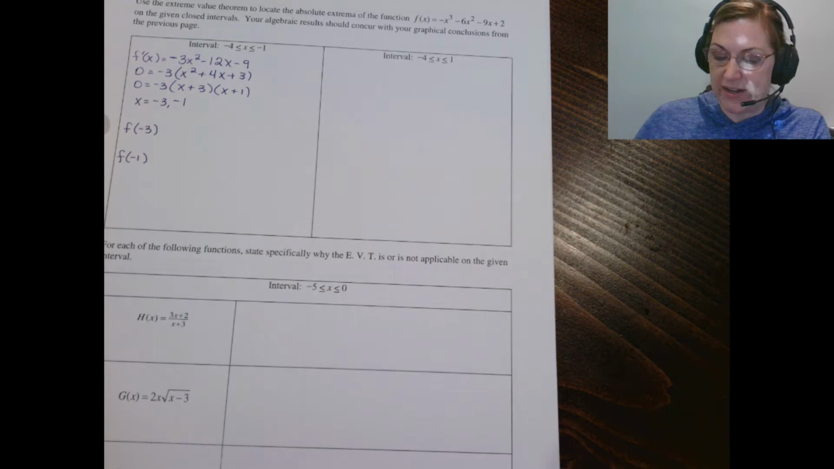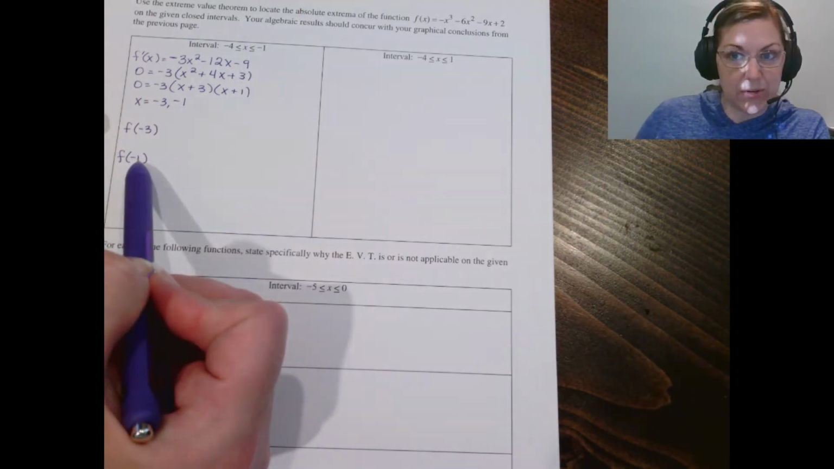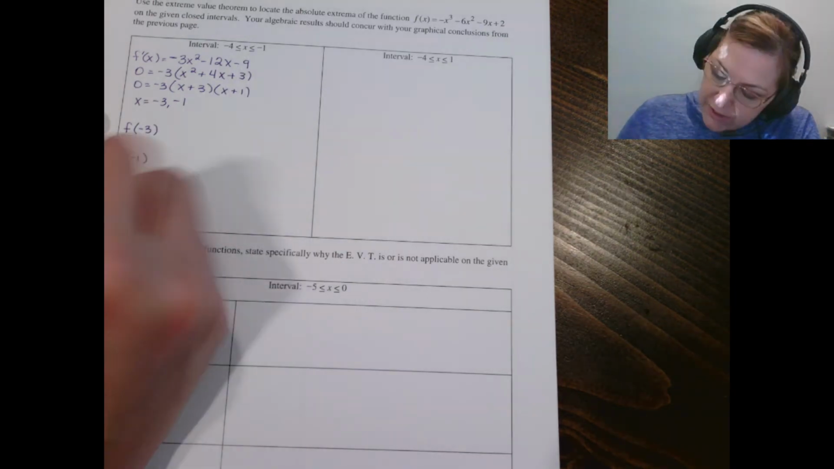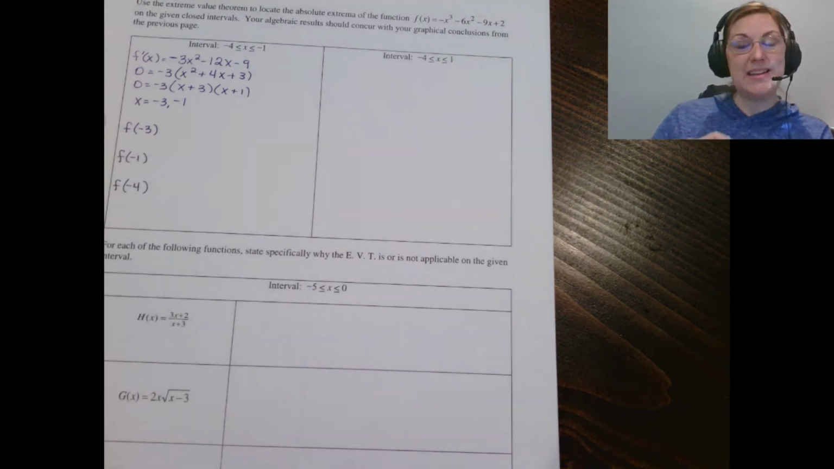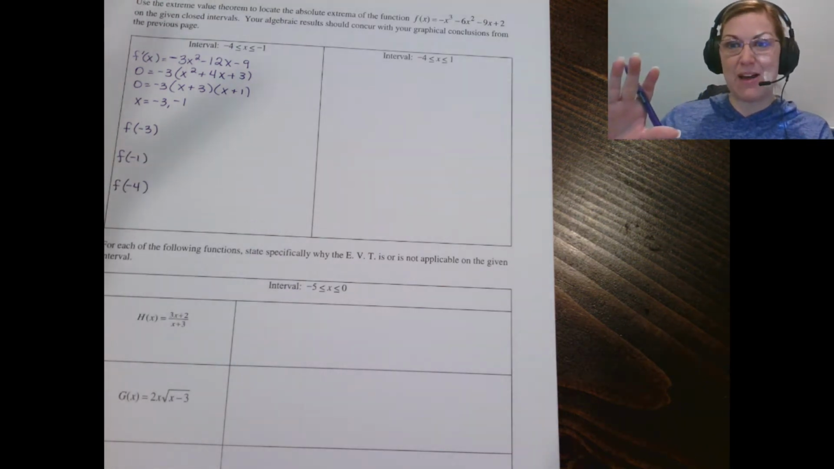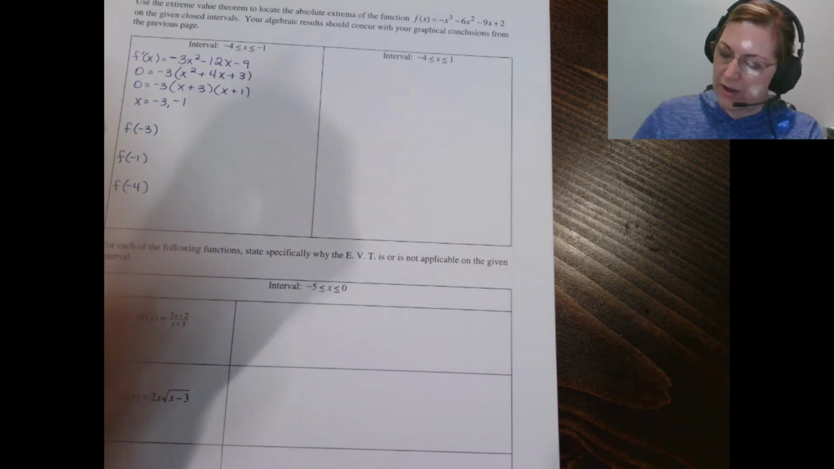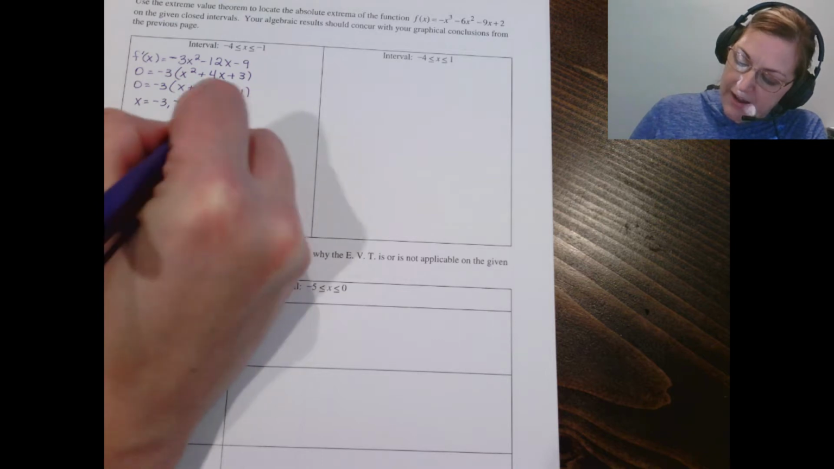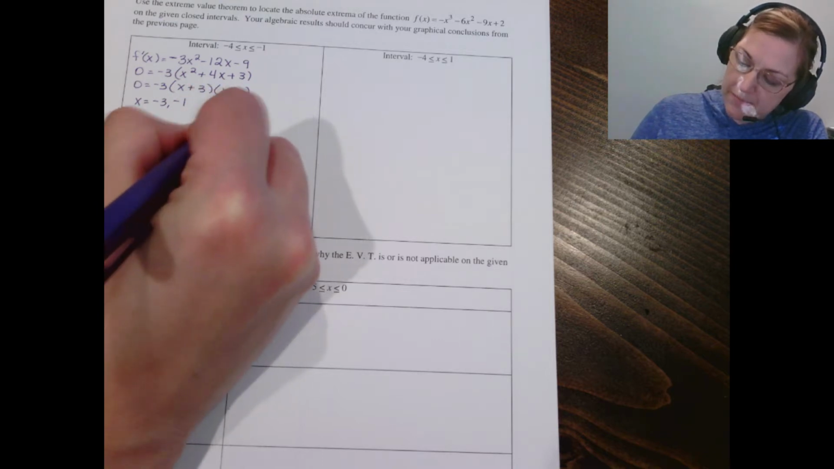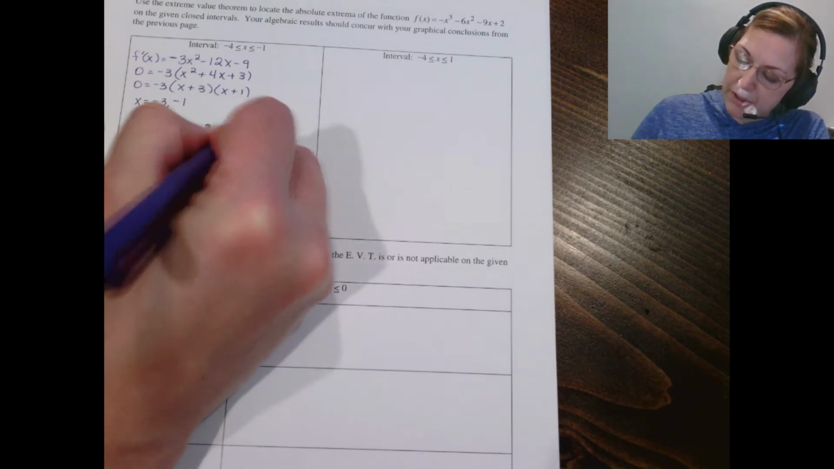And then I also need to check the endpoints. Now, one of the endpoints happens to be a critical value, so that's fine. But we're going to go ahead and check the other endpoint. All I need is the absolute highest y value and the absolute lowest y value in order to be able to identify which one is my absolute extrema.